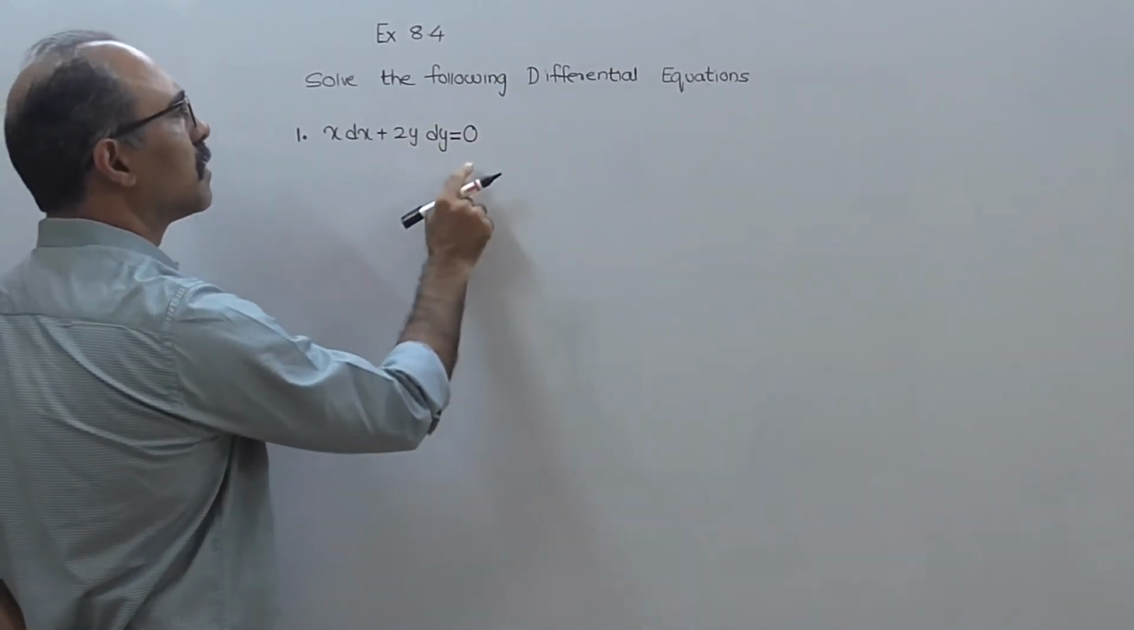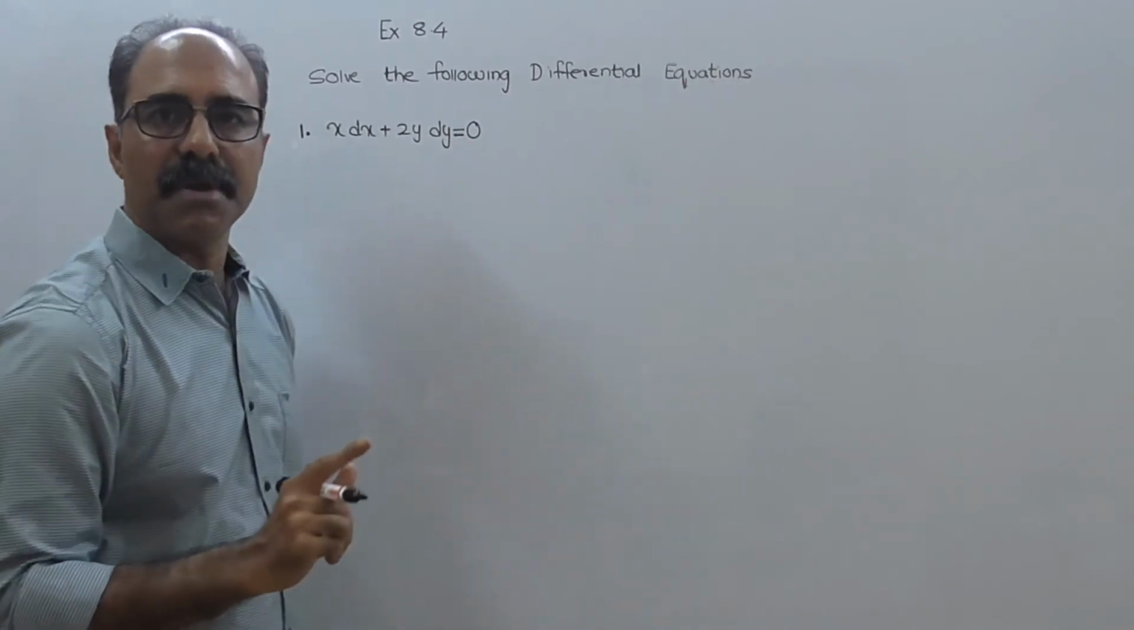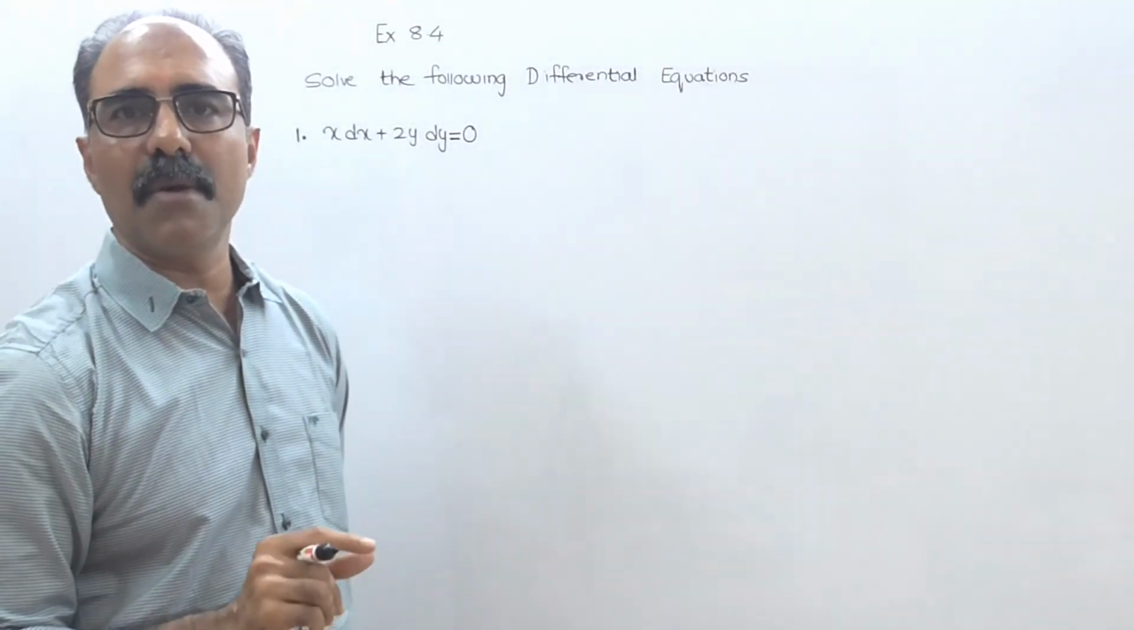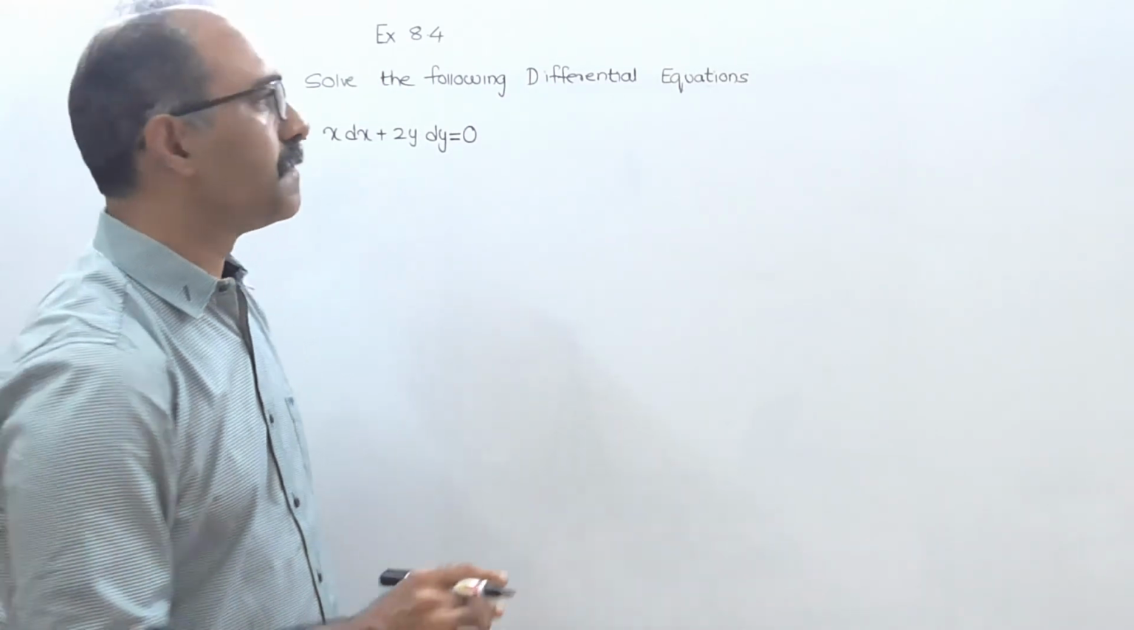Now, exercise 8.4, solve the following equations. These are called homogeneous equations. So how to identify a homogeneous equation? I've explained it earlier also, I'll just give you a brief idea.